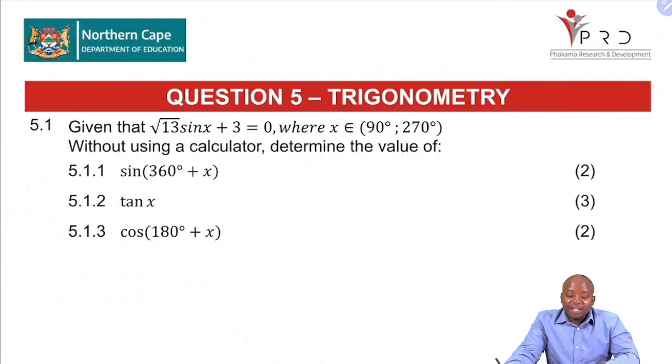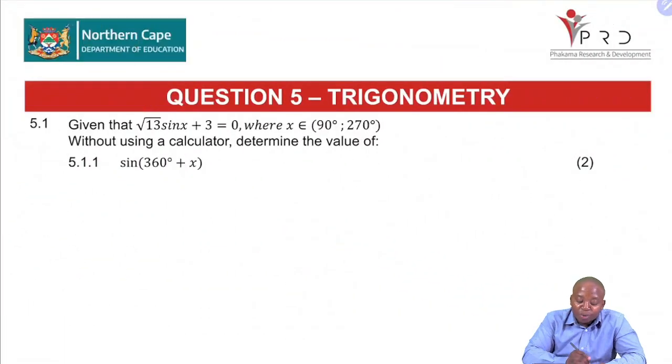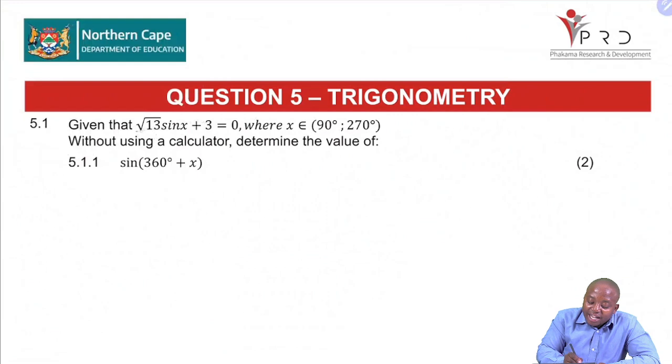Welcome back, grade 12. Let us now look at this question where we are dealing with the diagram on a Cartesian plane. We are given that root 13 sine x plus 3 is equal to 0, where x is an element of, so they gave us the restriction. So what are we supposed to do when we have a question like this?